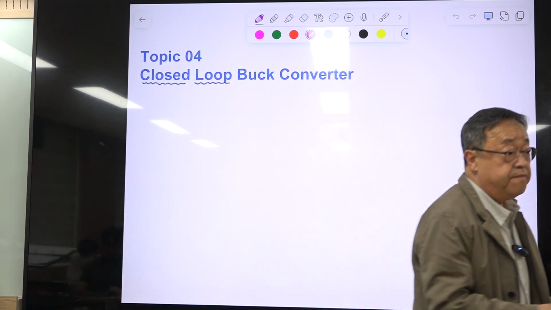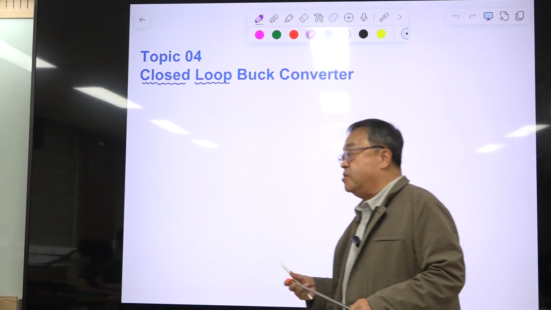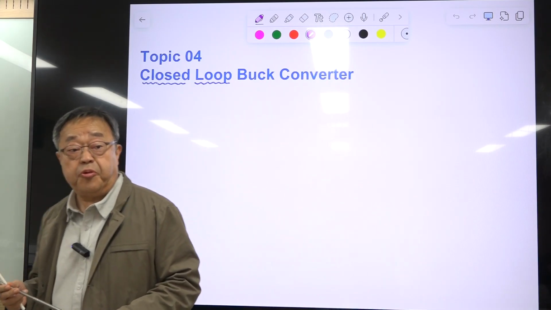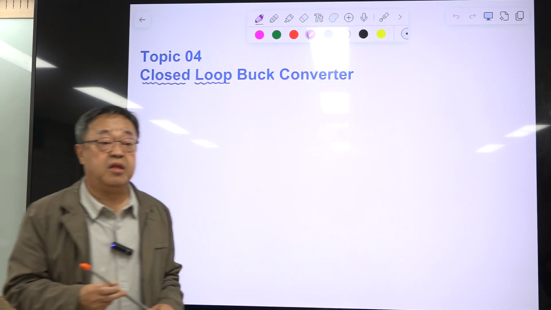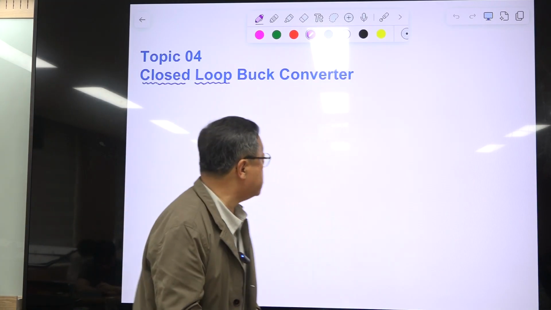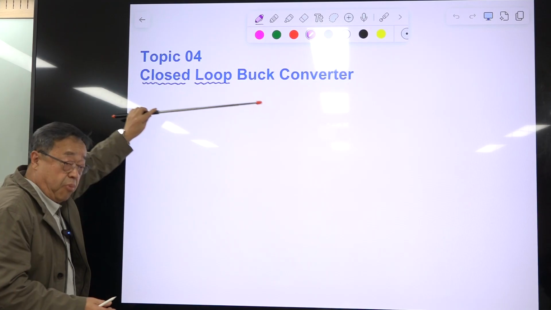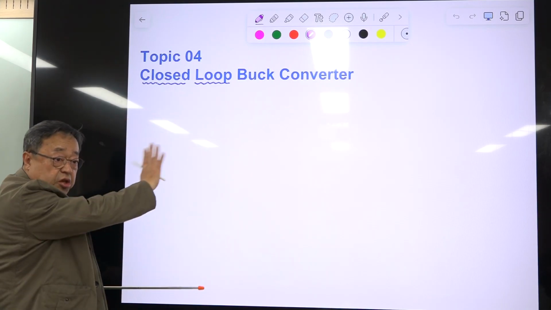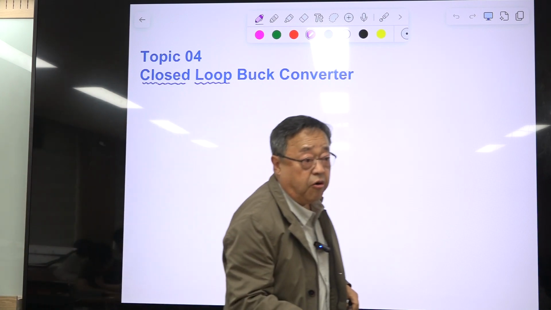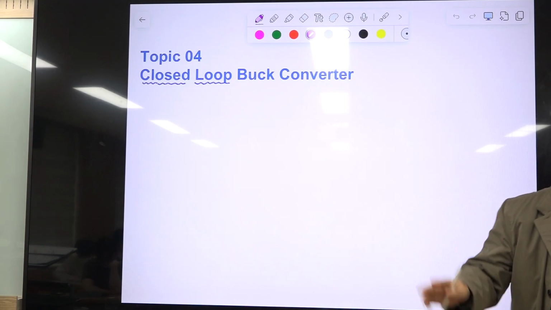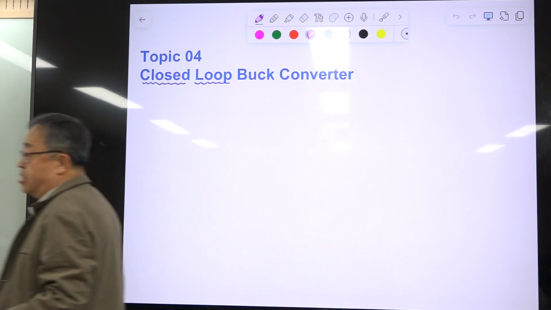We moved to the closed loop operation of Buck converter. We went through all the basics and some practical details about open loop operation of Buck converter. But most converters operate in closed loop fashion. So this is a very important topic: closed loop controlled Buck converter. We'll discuss the general thing about this, specific to the Buck converter, but these discussions can be applied to other converters, all the PWM converters. So that is also important.